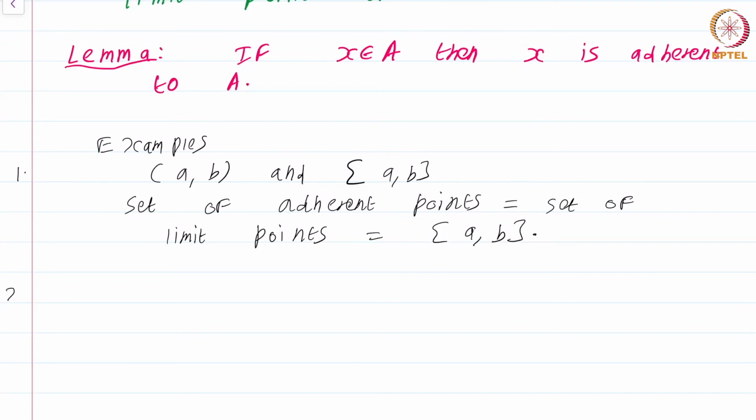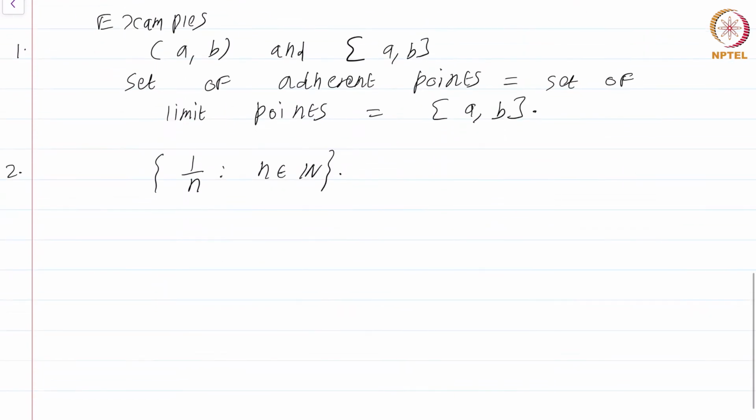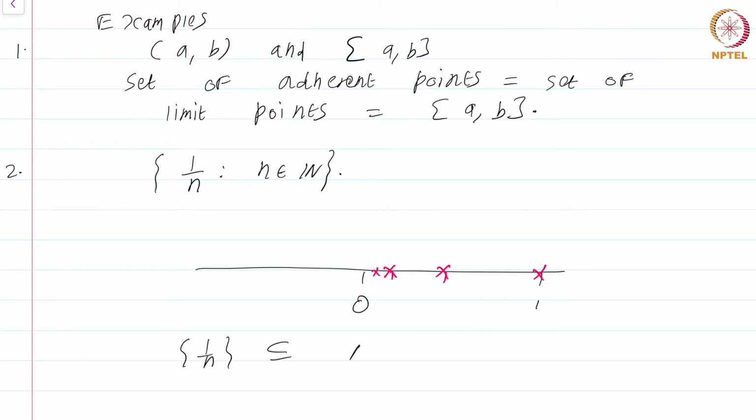Now let's take a drastic example. Let's take the set 1/n such that n is in the natural numbers. Now let's plot this set. If this is 0 and this is 1, you have this point, you have this point, you have 1/3 which is somewhere here, and so on. You have points getting closer and closer to 0. Now observe that, by the fact that every point of the set is automatically an adherent point, 1/n is a subset of the set of adherent points.